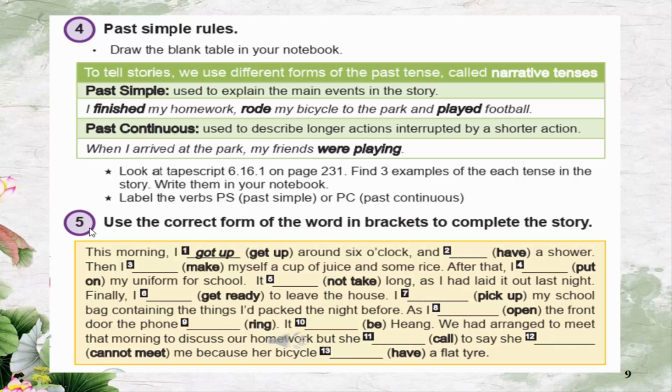And then you go to part 5, you have to use the correct form of the word in the brackets to complete the story. So in the bracket, we have get up, have, make, put on, not take, get ready, pick up, open, ring, be, call, cannot meet, and have. So you need to listen and then you have to complete each of the blank.